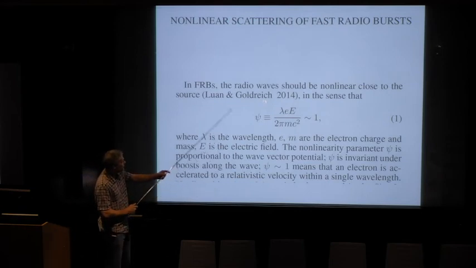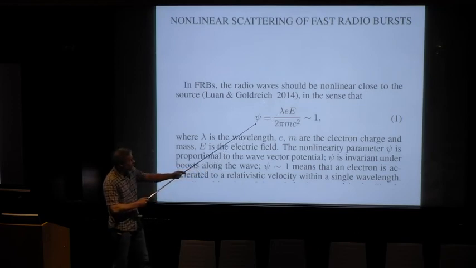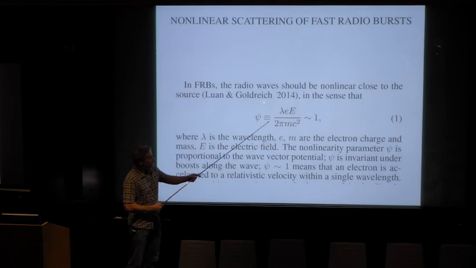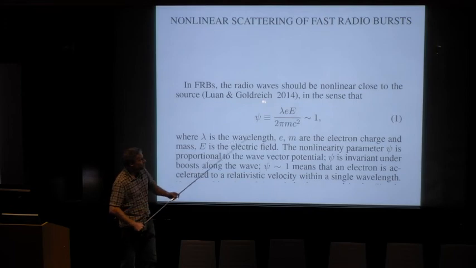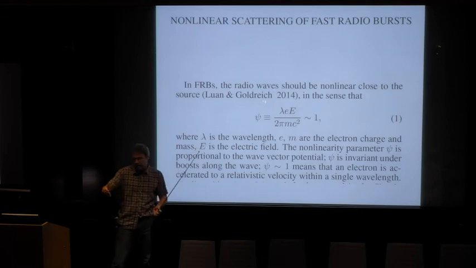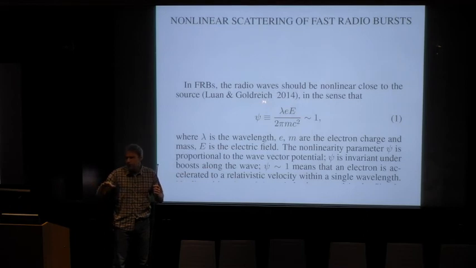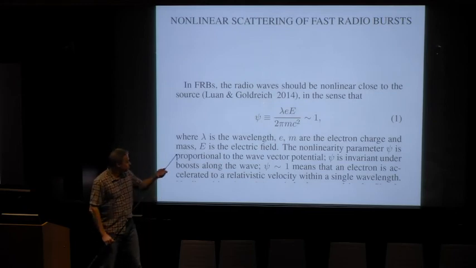So here is the idea. Amplitude, wavelength, vector potential, properly normalized. We will call the wave nonlinear when this vector potential becomes order unity. For FRBs, it happens at about, let's say, 10^13, 10^14 centimeters away, 10^15 perhaps, centimeters away from the magnetar.